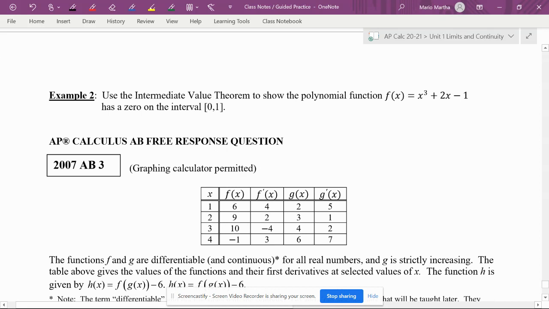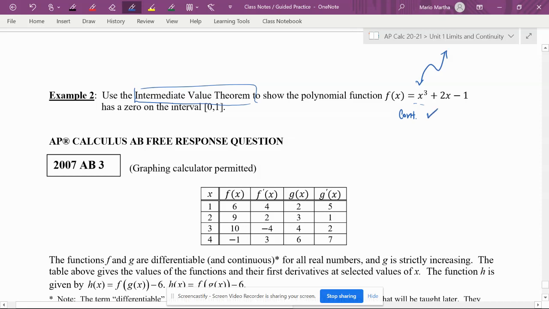So now let's look at the next one. It says use the intermediate value theorem to show that the polynomial function f of x is equal to x cubed plus 2x minus 1. The first thing I have to do is determine whether f of x is continuous. And I know it is continuous because all cubic functions are continuous, and this happens to be a cubic function. So we know it has continuity.